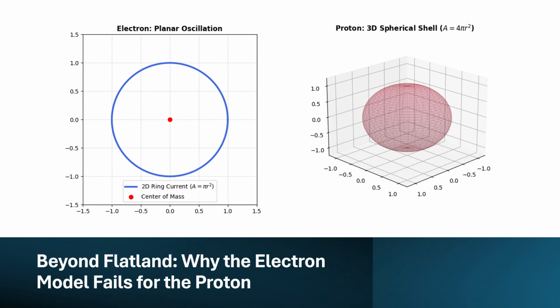I'll explain these figures, but first, what you see here is basically an electron model and then a proton model. You can immediately see that we model the electron as a planar 2D oscillation, charge going round and round, a 2D ring current, and the proton as a three-dimensional oscillation, a spherical shell of charge. Is this new? No, the ring current model has been there since 1905, I think.